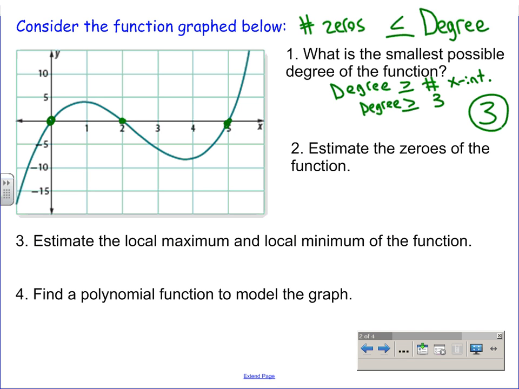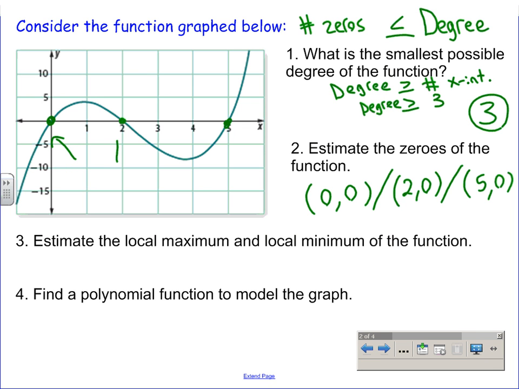Now, if I want to estimate the zeros of the function, I've already started doing that. Zeros and x-intercepts are synonyms. So that first one clearly is at (0, 0). The second one, the middle one, is at (2, 0). And then finally, the last one, (5, 0). So we have (0, 0), (2, 0), and (5, 0) as x-intercepts.